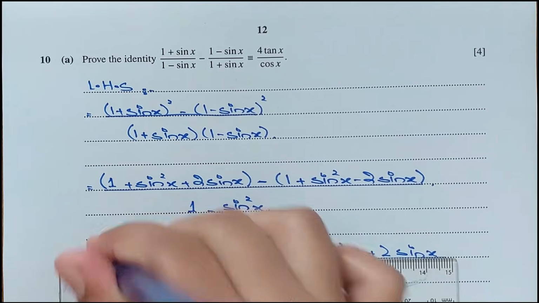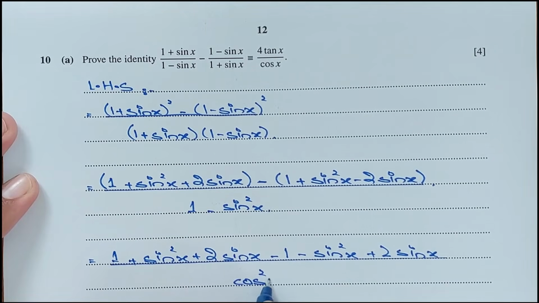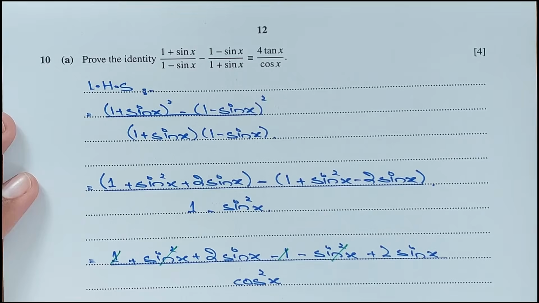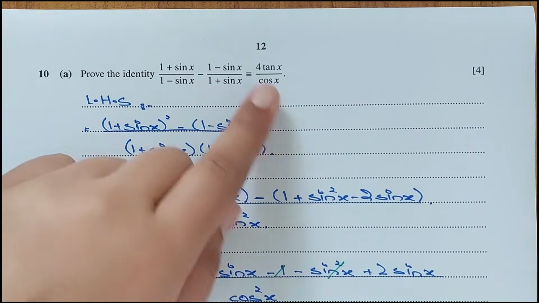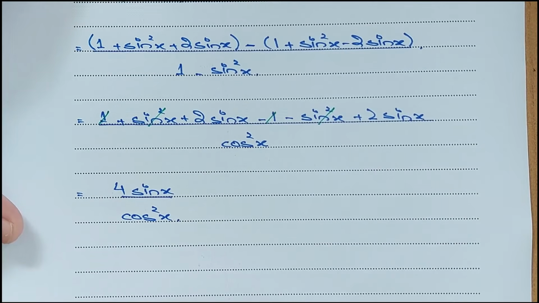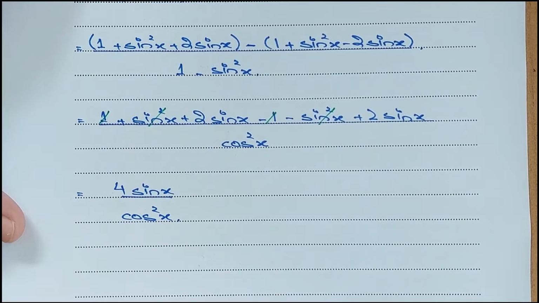We know that cos square x plus sine square x is 1, and 1 minus sine square x is cos square x, right? So the 1 minus 1, and sine square x minus sine square x cancel out. We are left with 2 plus 2 makes 4 sine x over cos square x, right? But we have to make 4 tan x over cos x. So what we have to do is divide the numerator and the denominator by cos, right?